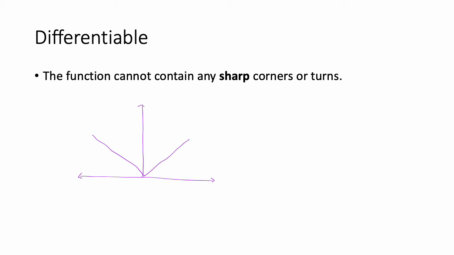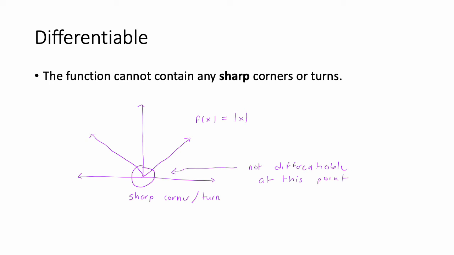So here is f of x is equal to the absolute value of x. And here is a sharp corner or turn. So this function is not differentiable at this point. So this is an unacceptable wave function.